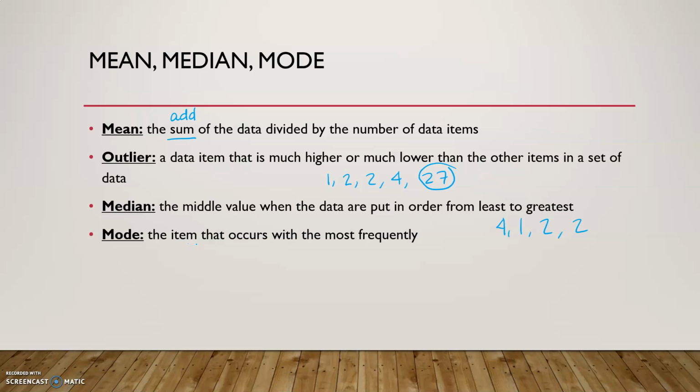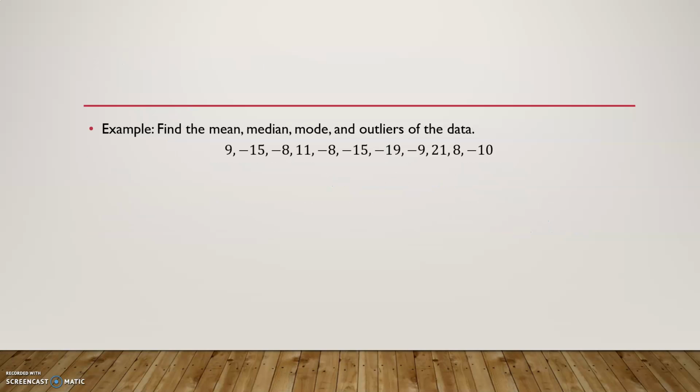And mode is simply the item that occurs with the most frequency, or it occurs the most frequently. So let's take a look. Find the mean, median, mode, and outliers of the data.